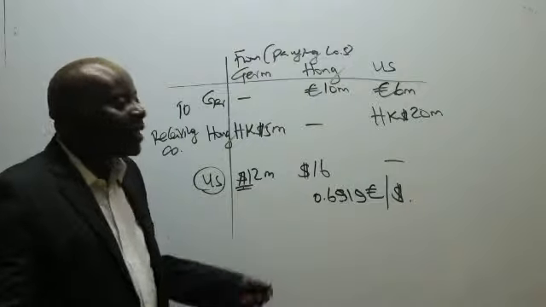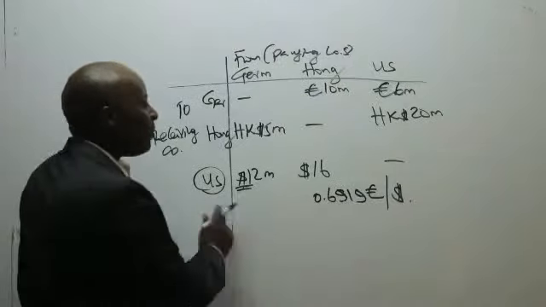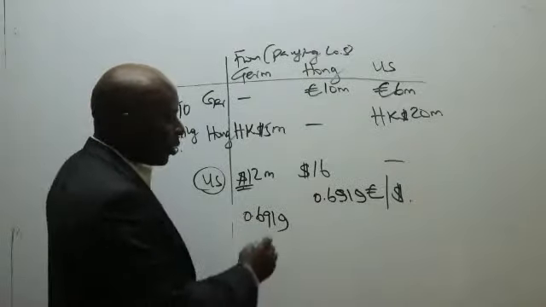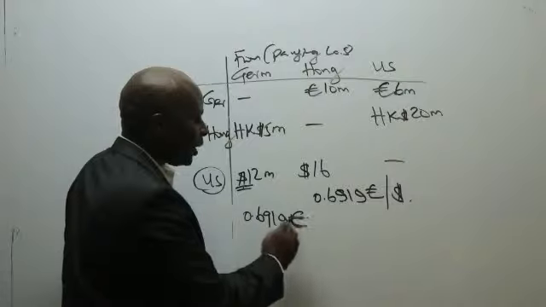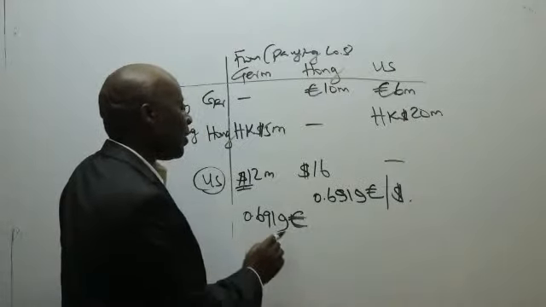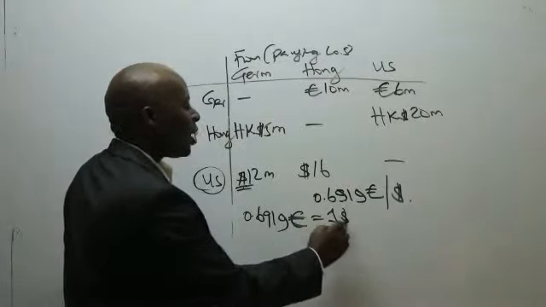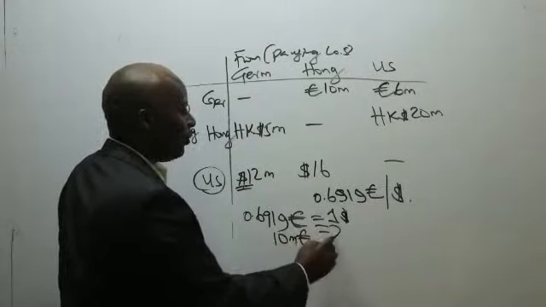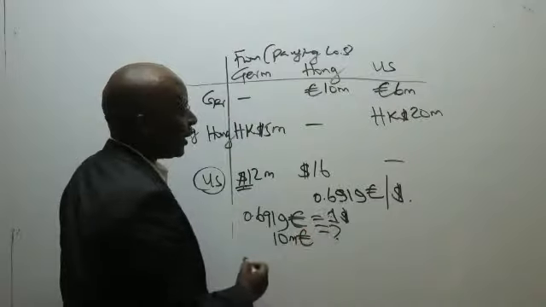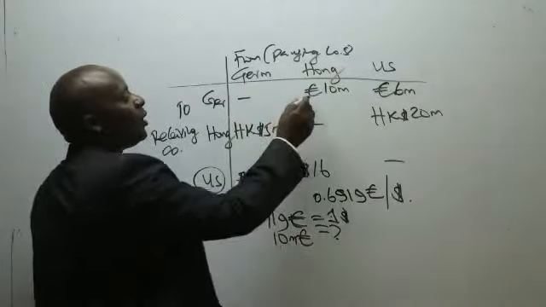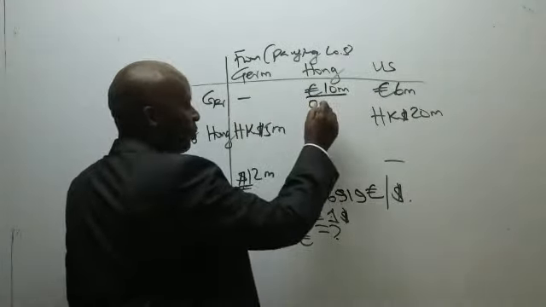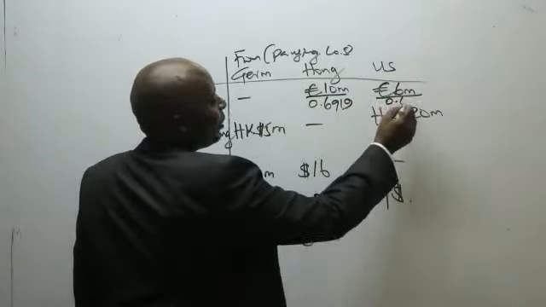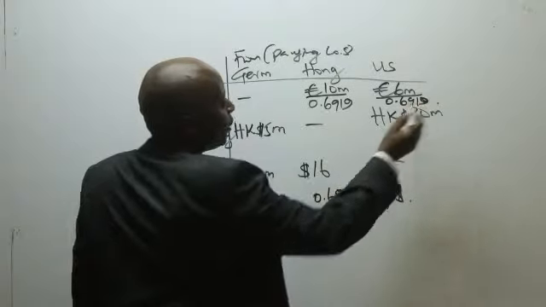Divide. Or say it in your mother tongue. 0.6919 euro equals $1. How about 10 million euros? If you cross multiply, 10 times this divided by that. So in short, the teacher says divided by 0.6919. Also the same here. Divided by 0.6919 to convert this to dollars.